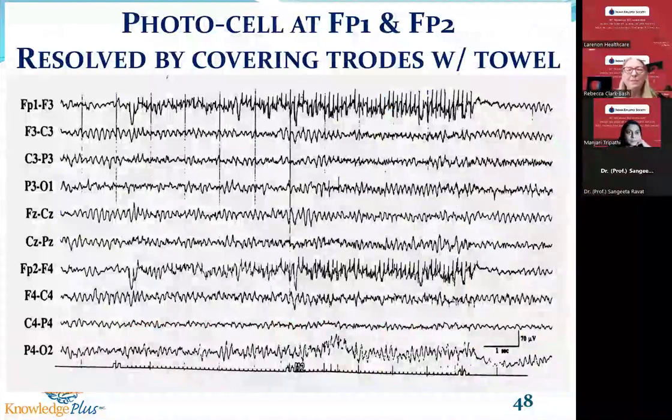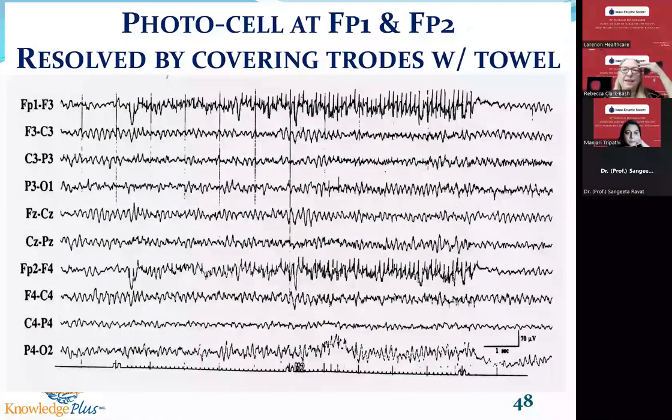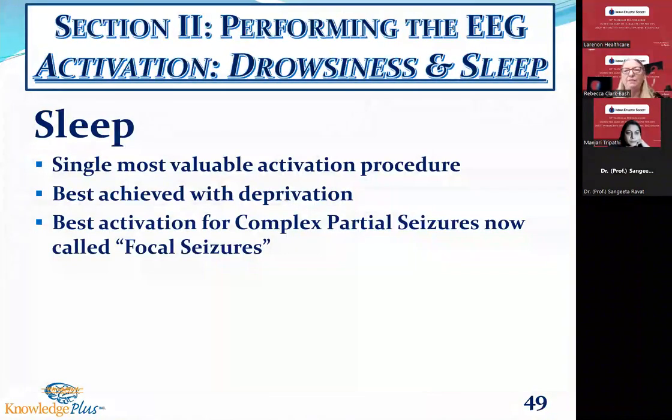Now, you might sometimes see something that looks like photic driving over the frontal electrodes. And that's just the photocell effect between the light and those electrodes. So if you just put a dry cloth across those electrodes in the front, not covering the eyes, you can get rid of that. But you can never have driving in the frontals. This is an artifact caused by the proximity of the light to the electrodes in the front of the head.